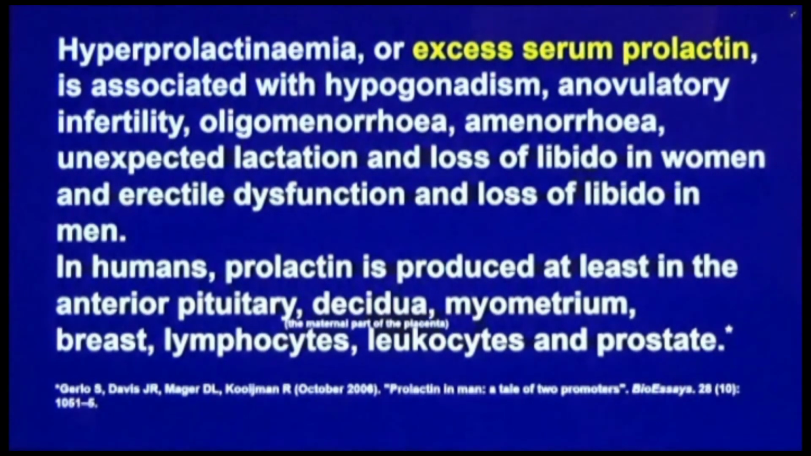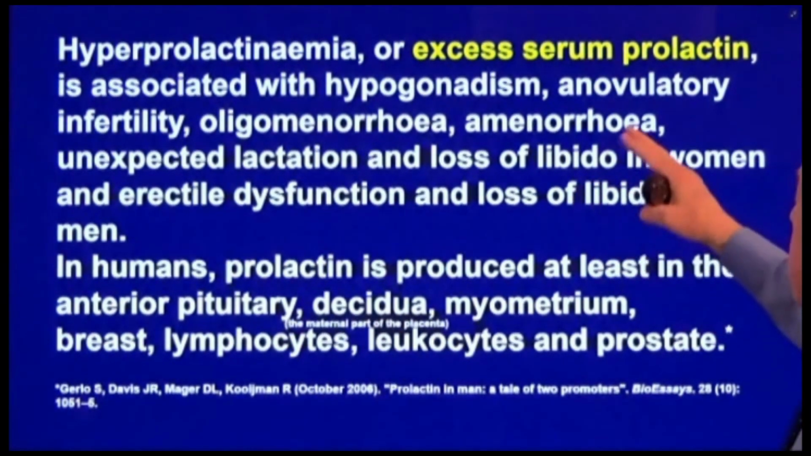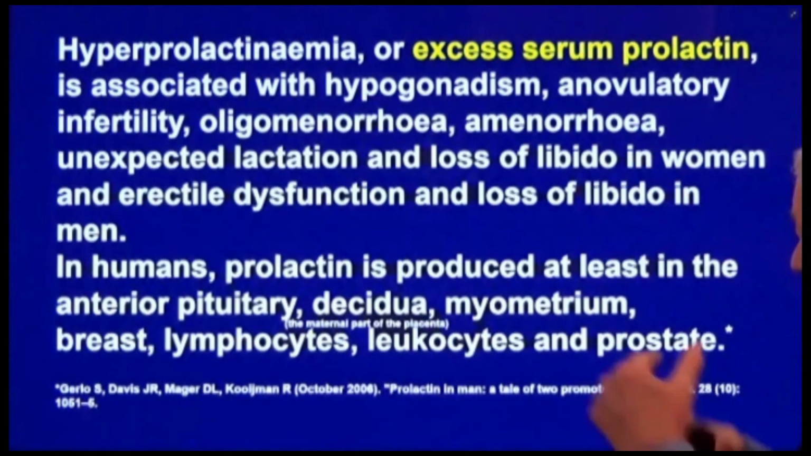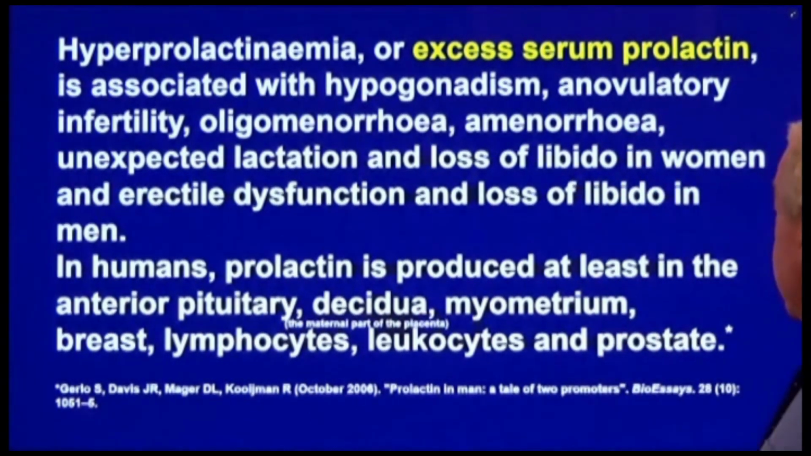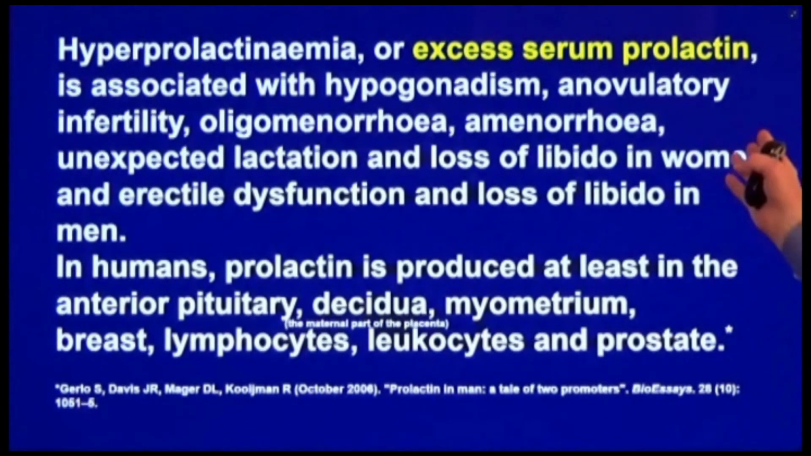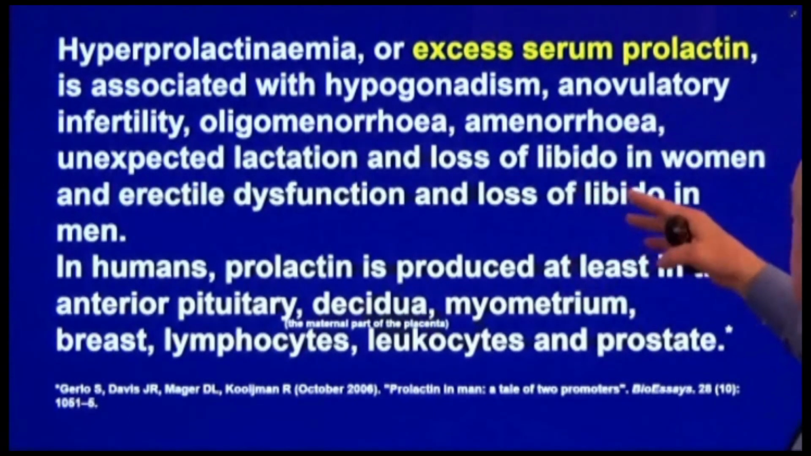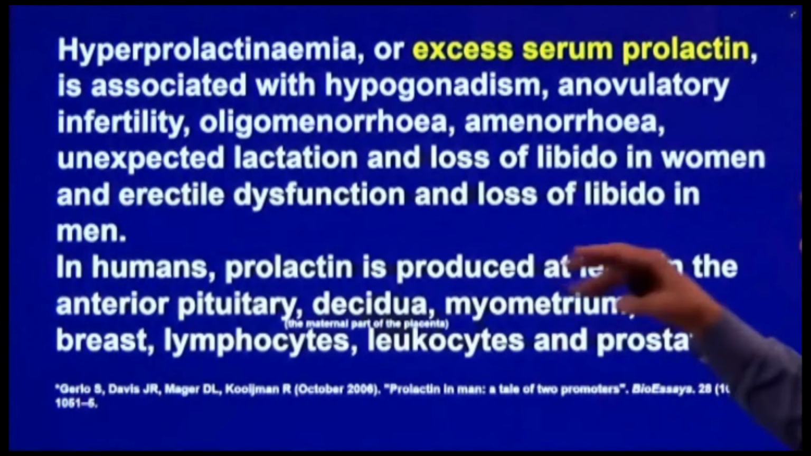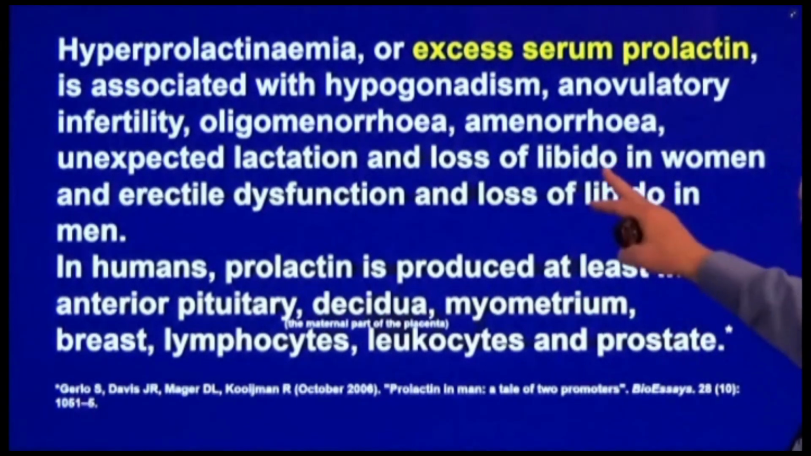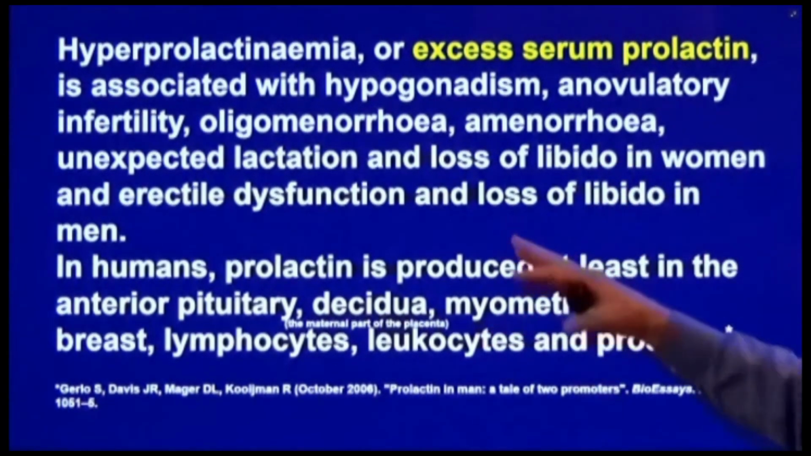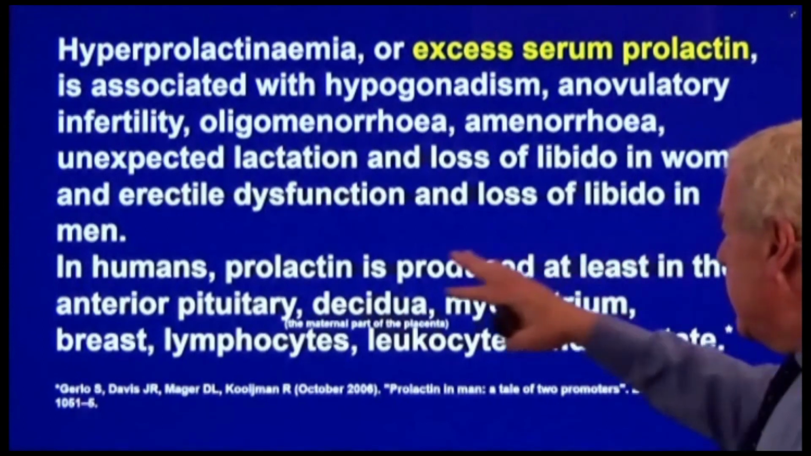Hyperprolactinemia, or excess prolactin, is associated with hypogonadism. In other words, the higher the prolactin, the lower the gonad function. Symptoms include anovulatory infertility, oligomenorrhea, amenorrhea, unexpected lactation, loss of libido in women, and loss of erectile function and libido in men.